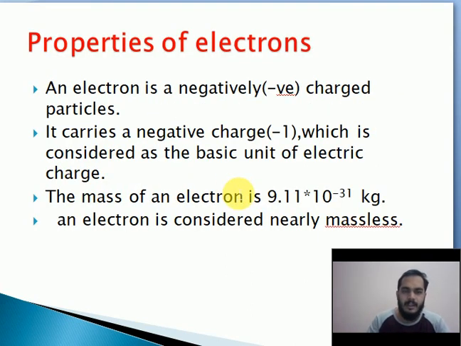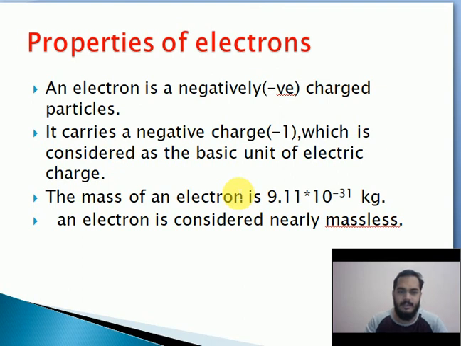Next topic, the next important topic, the properties of electrons. There are a few properties given here. The first one, an electron is a negatively charged particle. It carries negative charge, which is considered the basic unit of electric charge.